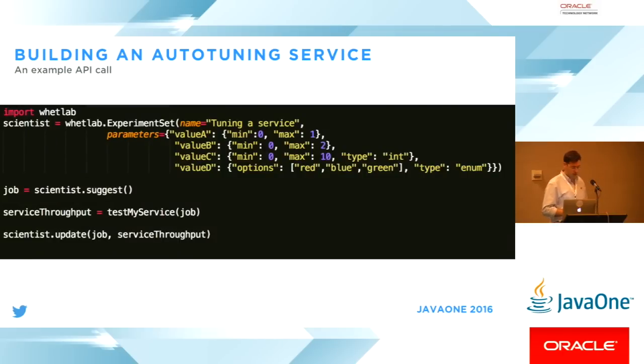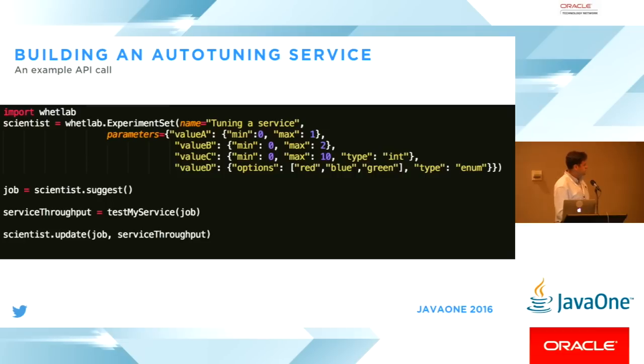This is our Python API. So you import WetLab. This is just our internal name for the Bayesian optimization service. And then you define an experiment set with a name so you can find it later. And then you tell the Bayesian optimization service the specification of your problem. And so here for value A, I've got a float from 0 to 1. We default to float. B is similar.